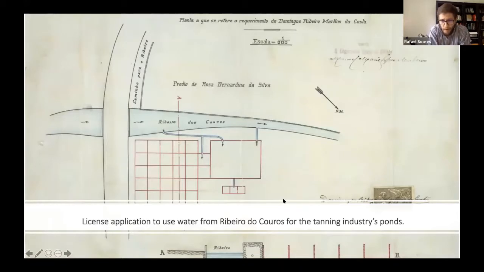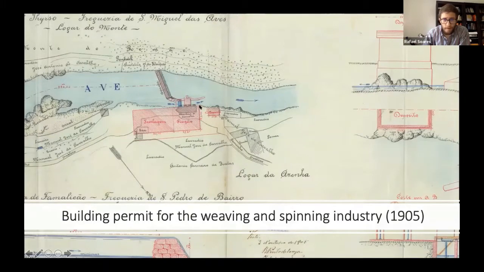Apart from these transgression documents, we have a greater universe with pollution cases, and this is a license application. So this is not a transgression. This is a license application to use water from a little stream for detaining industry ponds. So you can see it is very rich because you can see the water entering in some phase of the production and coming back to the river. We don't know in which state, but this is very rich information for historians. Also, this is a great installation, an industrial installation right inside the bank.